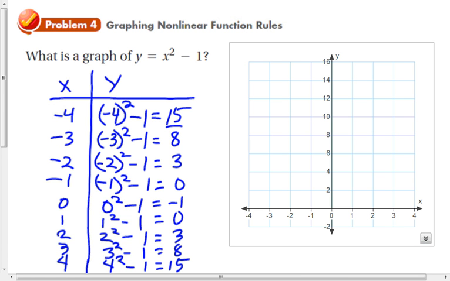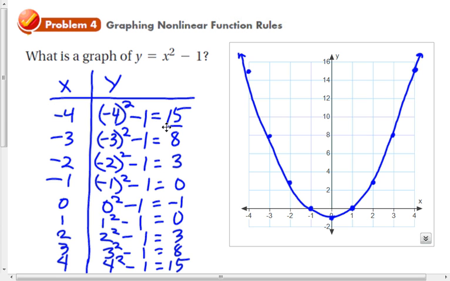So -4 pairs up with 15, so that's this point right here. -3 pairs up with 8. -2 pairs up with 3. -1 is 0. 0 is -1. 1 is 0. 2 is 3. 3 is 8, and 4 is 15. And this is definitely nonlinear, and since we can use all real values for inputs, we need to graph it like it's a continuous function. So we need to put a line, actually a curve, and those will continue in both directions.